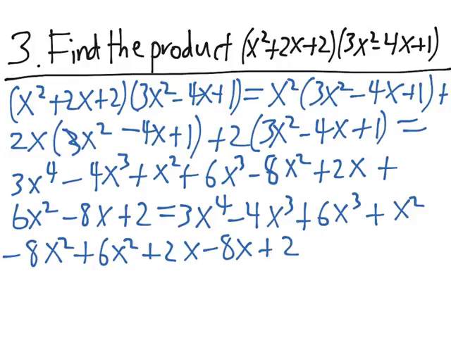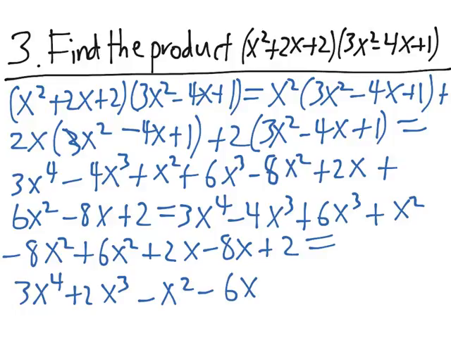If we simplify this, we get 3x to the 4th plus 2x cubed, since minus 4 plus 6 equals 2, minus x squared, since 1 plus 6 minus 8 is equal to minus 1, minus 6x, since 2 minus 8 is minus 6, and then plus 2. And that's the final answer.